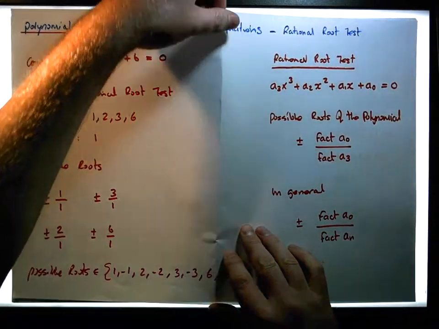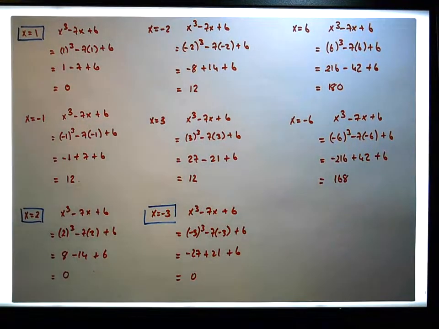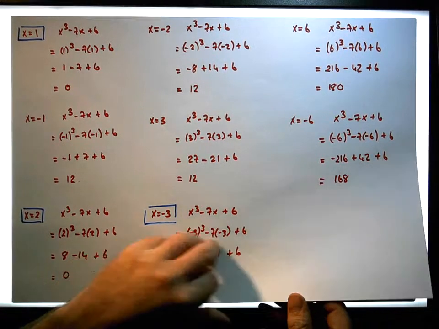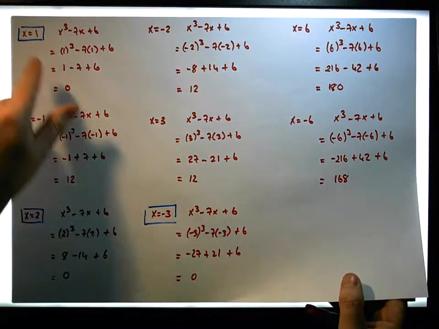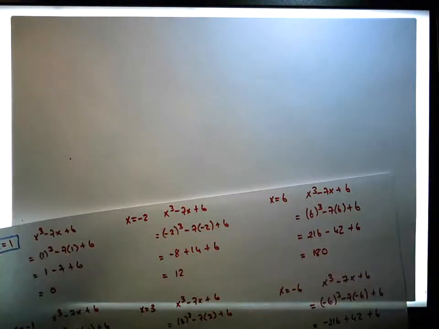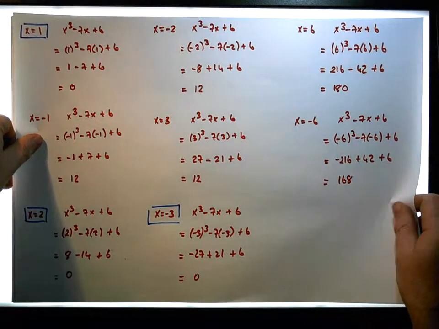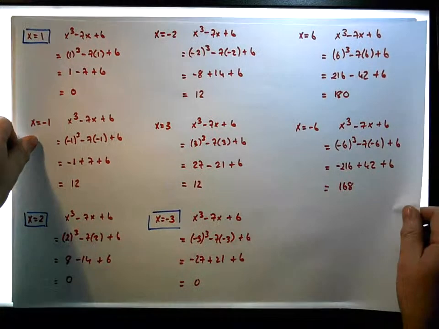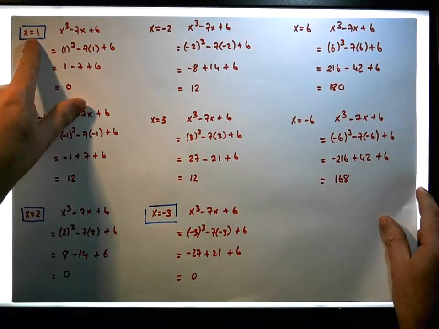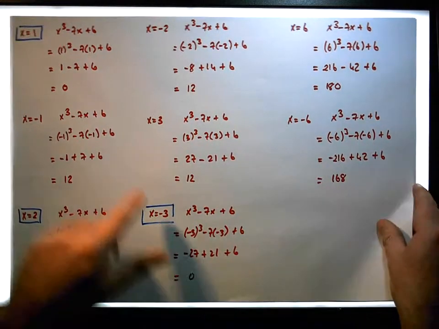So what we now know is that for our particular polynomial function, x is equal to 1, x is equal to 2, and x is equal to minus 3 are roots. Okay, so actually they're the solutions. If you're looking to solve the polynomial function by using the rational root test, these are the actual solutions. What do these actually mean? Let's keep this in mind.